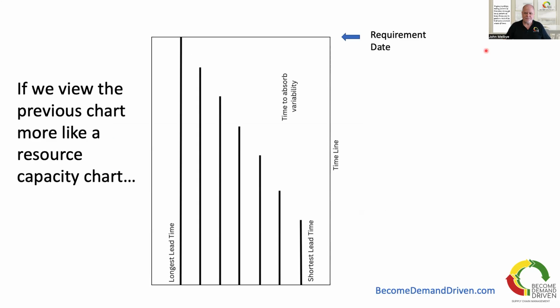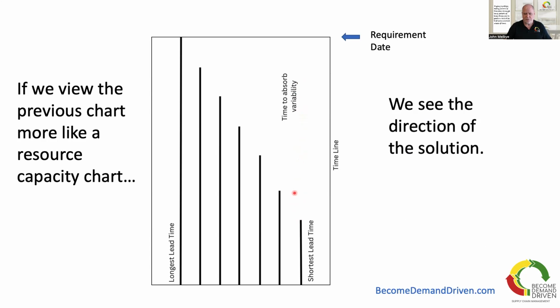And if I look at it slightly differently, let's spin this chart on its side and say, look, it looks more like a resource capacity chart. Anything longer than this, I'm out of capacity, or in this case, I'm late and I will be disruptive. So what I end up with is this white space becomes the time to absorb variability. And I know that, for example, this is too much time. This means I might be holding on to this part for 2 to 3 to 4 months early. And that's way too much time.